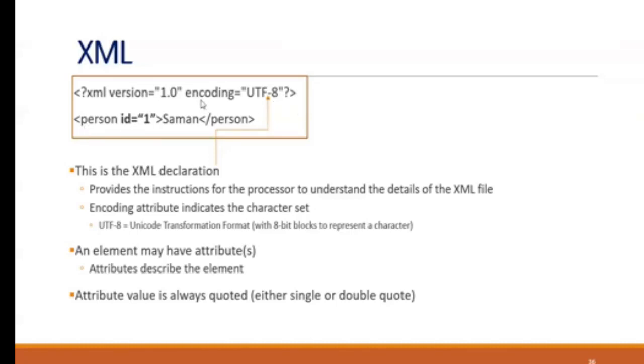Now, in this XML file, we have one element. Element name is person. And that element has one attribute. That attribute is ID. Clear? Okay. So this attribute value is always quoted. It has to be inside a double quote. Either single or double quote, it works.